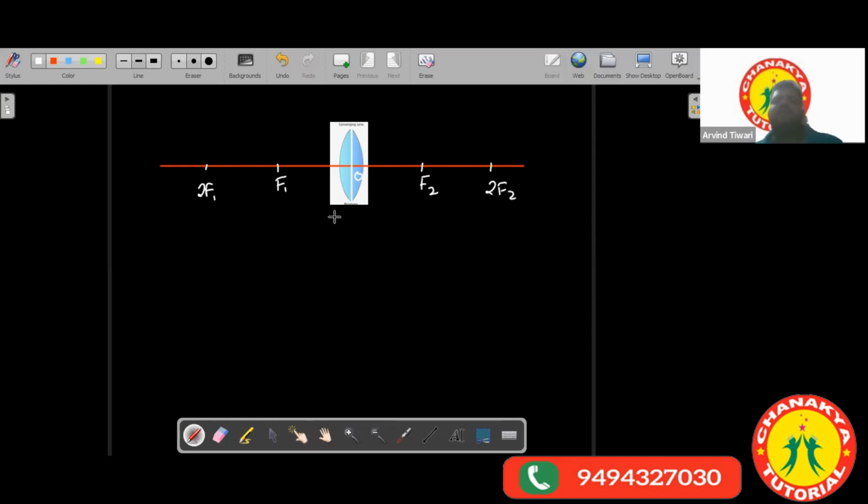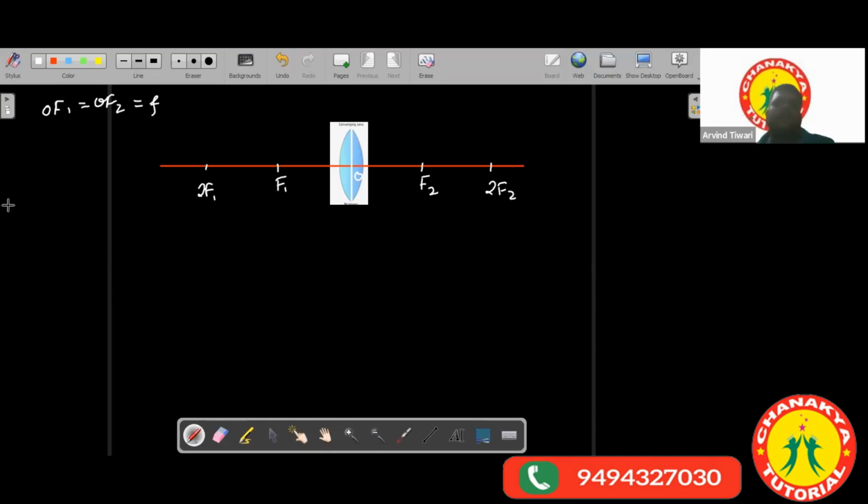So the focal length on both the sides is the same. So OF1 and OF2, the distances are the same. So you can't say that the lens has two focal lengths. The lens will have one focal length only. So you have OF1 equal to OF2, which will be equal to the focal length of the lens. So focal length will be the constant.